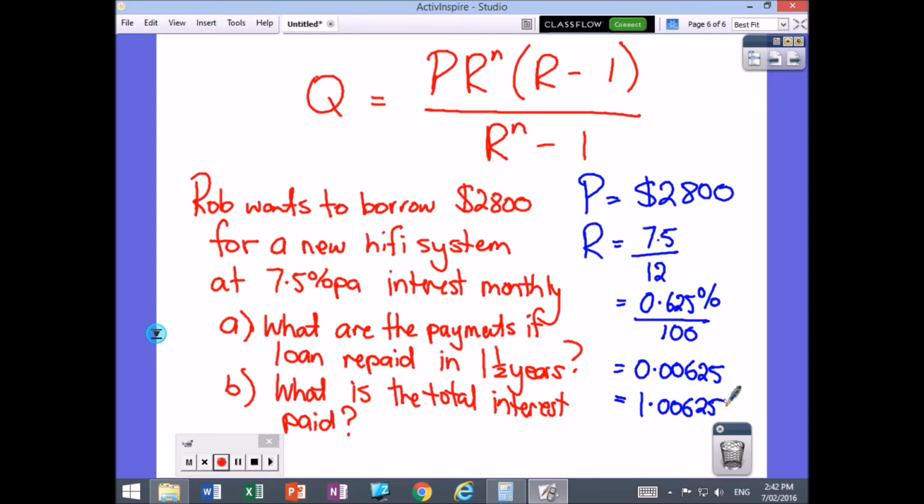And what have I missed? I missed N. And N, now it's 1.5 years, but we're dealing in months. So N is equal to 18.